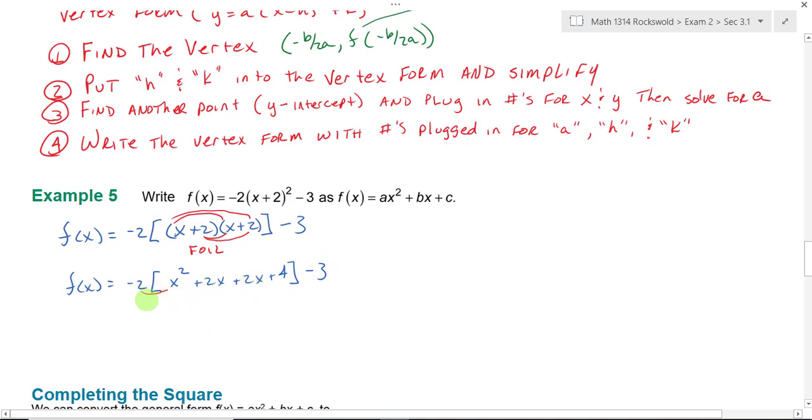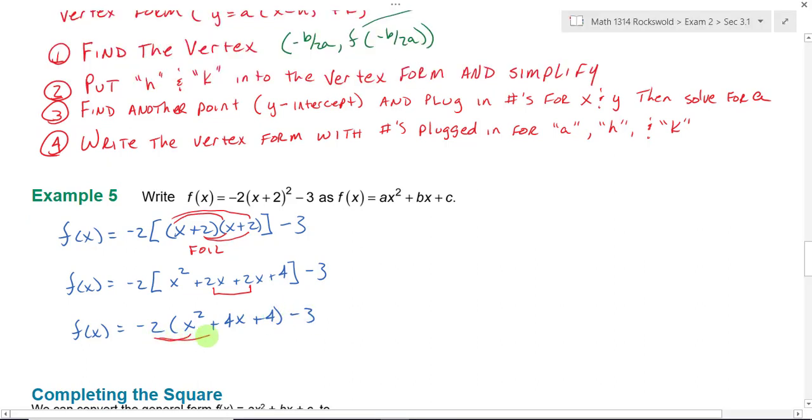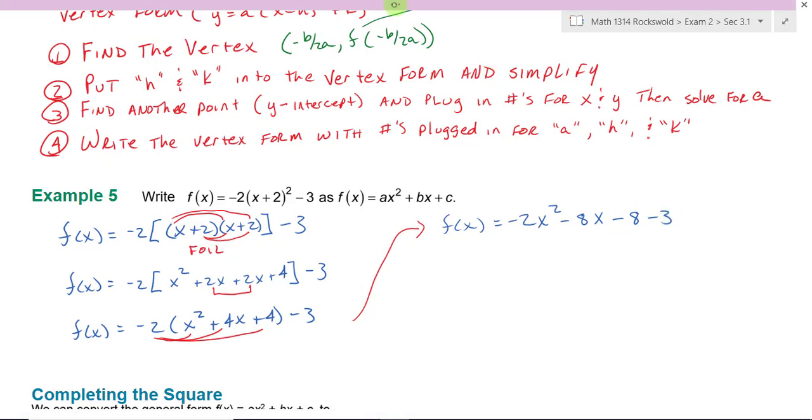No, I'm not. What am I going to do first? I'm going to combine my like terms first. And that's going to give us f of x equals negative 2 times x squared plus 4x plus 4 minus 3. Now I'm going to distribute the negative 2, and that's going to give me f of x equals negative 2x squared minus 8x minus 8 minus 3.